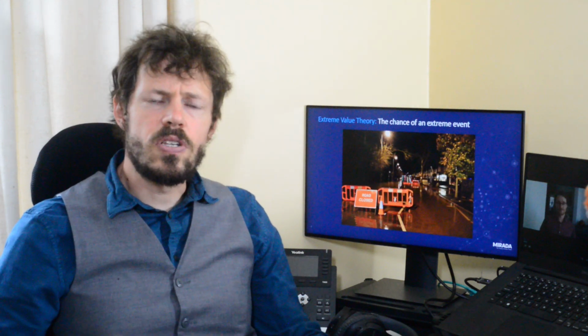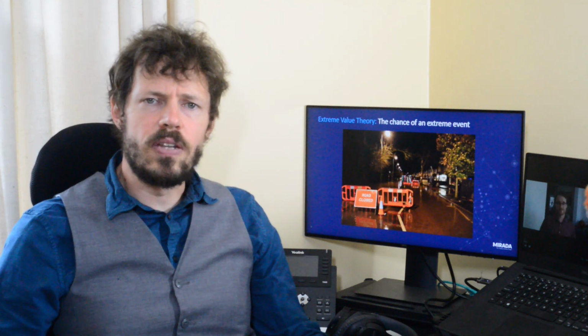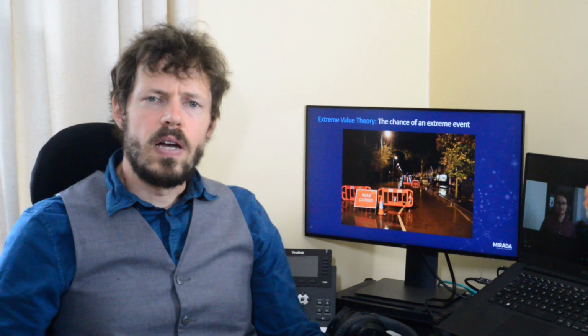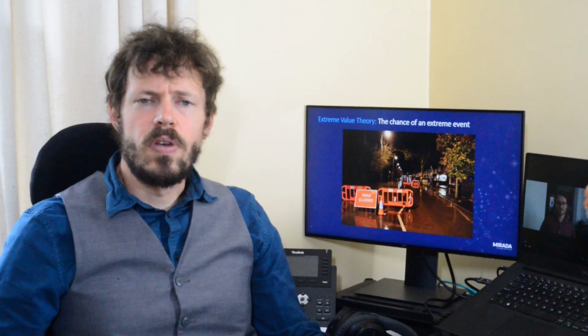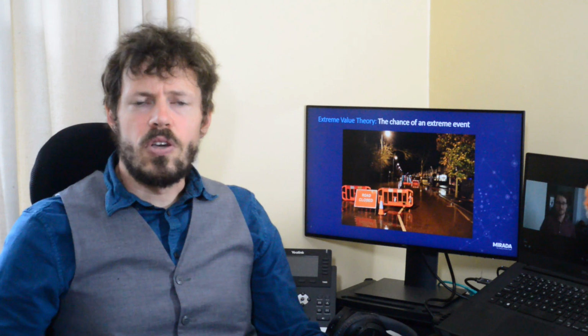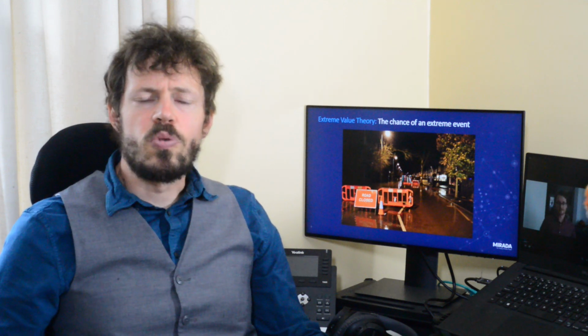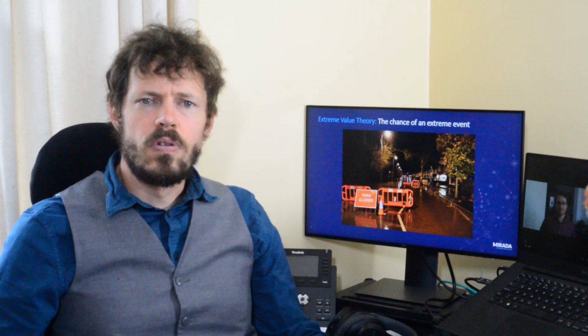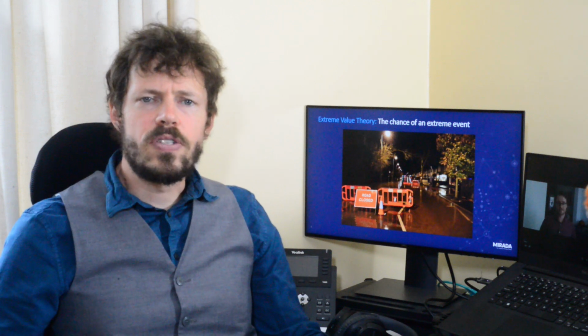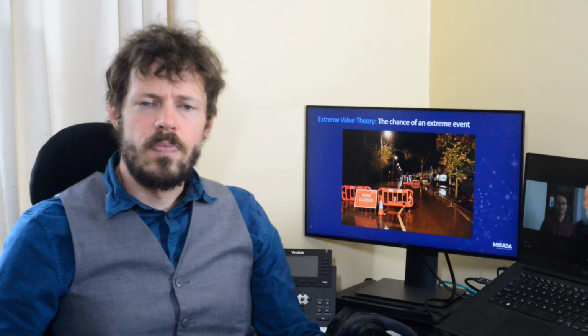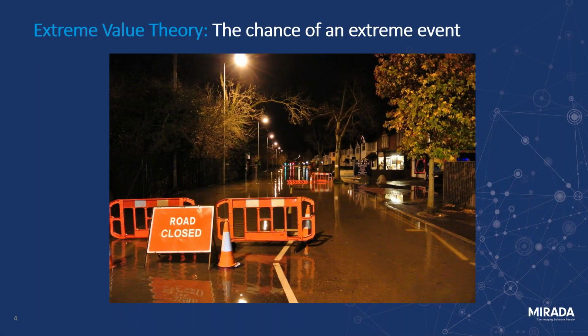To do this, they use a statistical technique called extreme value theory. You may have come across extreme value theory in the context of weather, where people talk about once in 100-year rainfall. Well, how do you know what once in 100-year rainfall looks like? Here's an example from Oxford from about a decade ago, where we experienced an extreme weather event. There was a lot of rainfall in one month, and all the major roads into the city centre flooded.